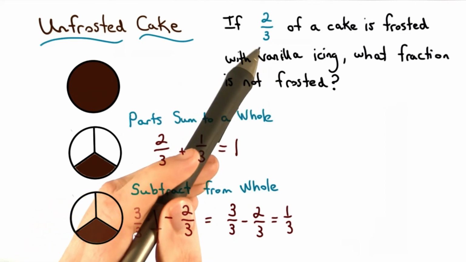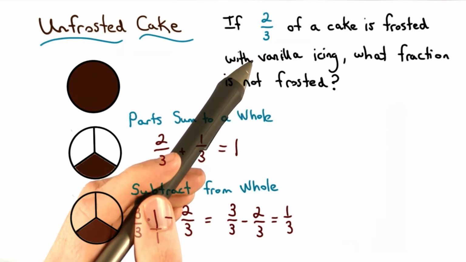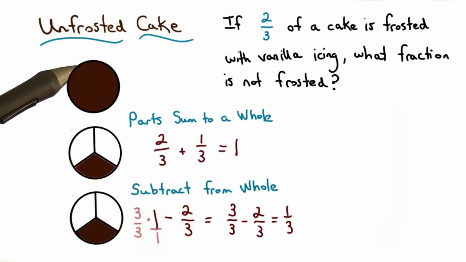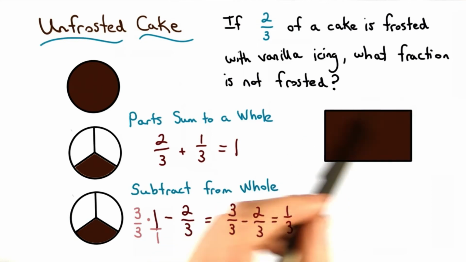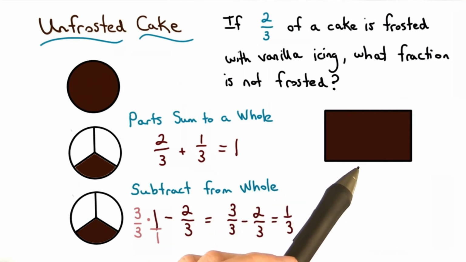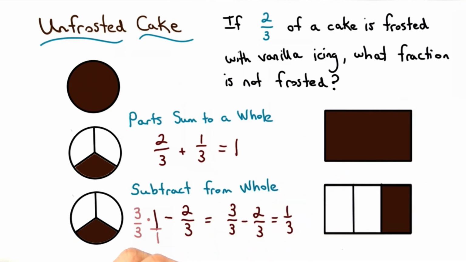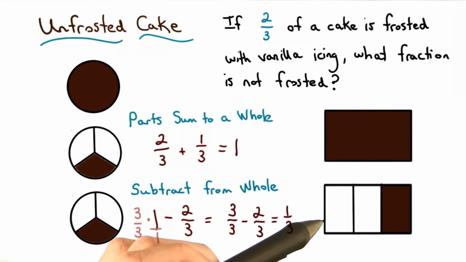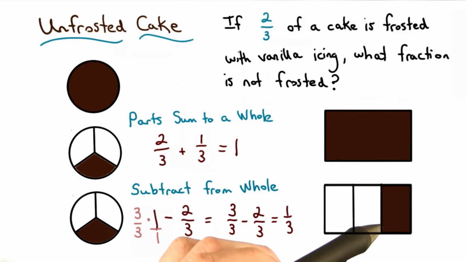And what's interesting about fractions is that it doesn't matter how much cake we're talking about. We could have started with a different cake. Maybe we started with a rectangular cake. Here's a rectangular cake, and I'm going to ice 2/3 of it. Doing the same problem with a rectangular cake doesn't change my answer. I still have 2/3 of it frosted in vanilla icing and 1/3 that's left unfrosted.